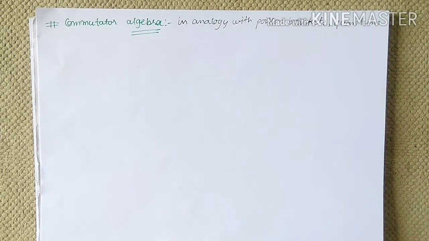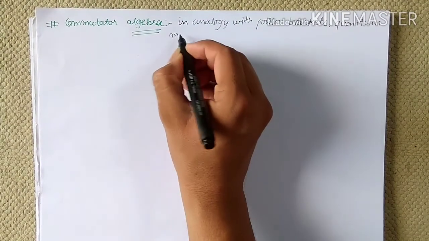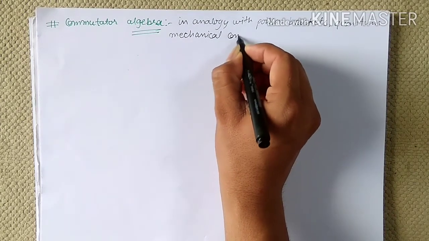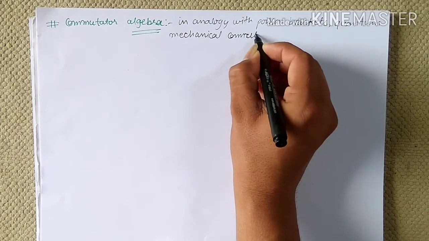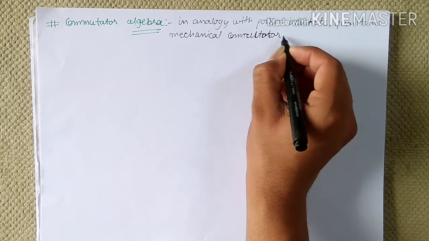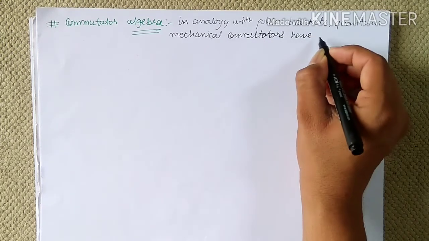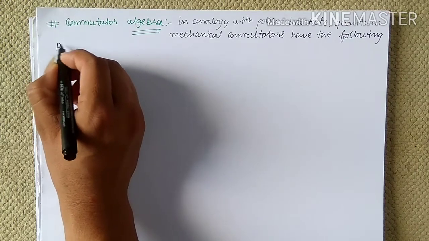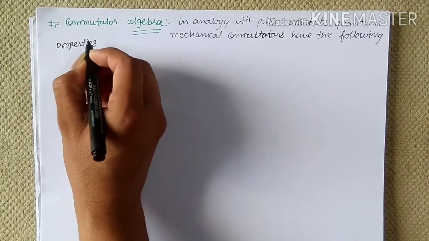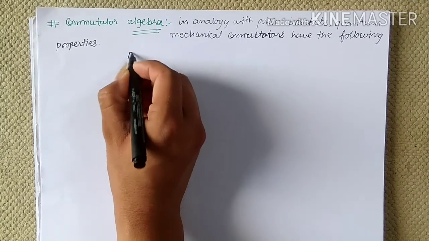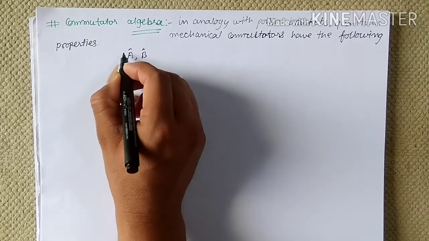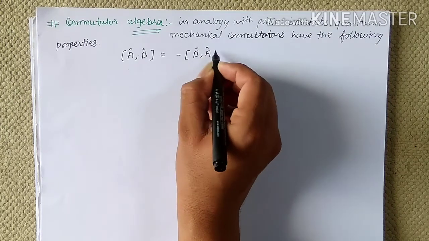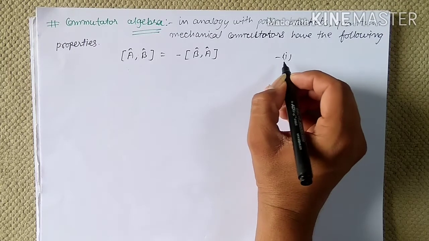Quantum mechanical commutators have the following properties. First is commutator of A cap and B cap is equal to negative commutator of B cap and A cap. This is equation number one, property number one.